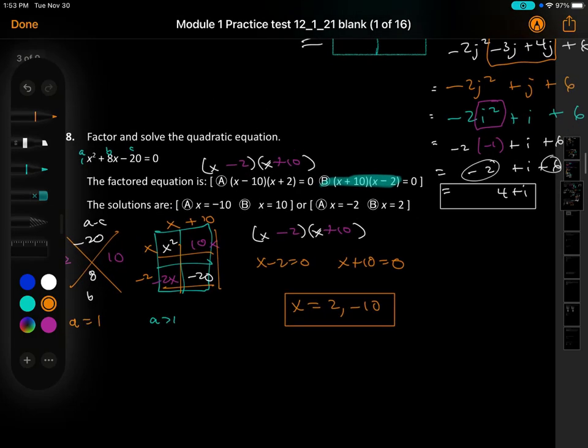So that would be choice negative 10 and positive 2. So B, A, B.